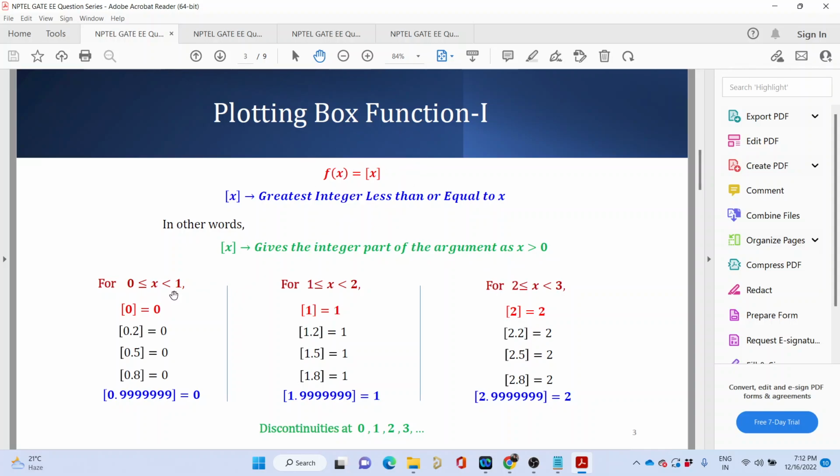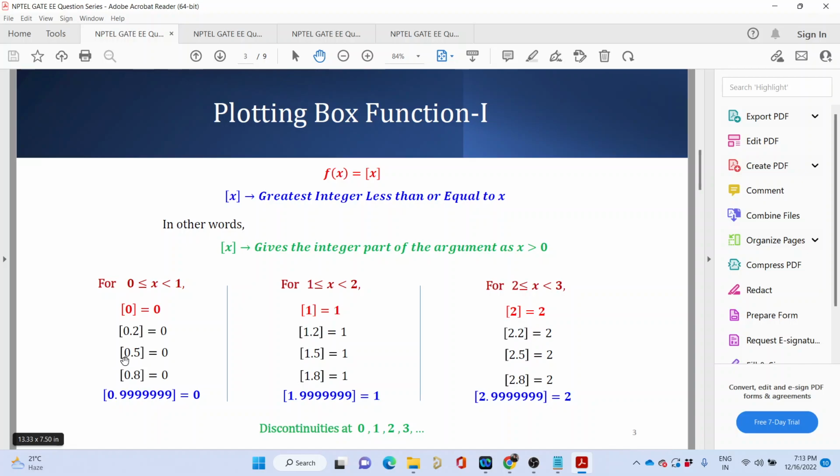So let us have a look. I'm going step by step so that everyone can have a feel of what is actually happening. So what does this blue line say? That box of x is the greatest integer less than or equal to x. So what is the greatest integer less than or equal to 0? That is 0. Now let us take a number 0.2. There are several integers which are less than 0.2: 0, -1, -2. All these integers are less than 0.2. But what is the greatest integer which is less than 0.2? That will be 0.